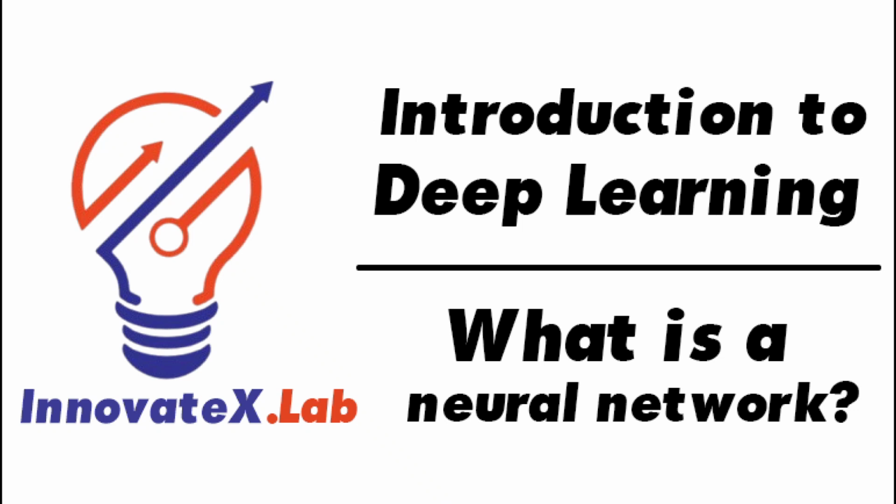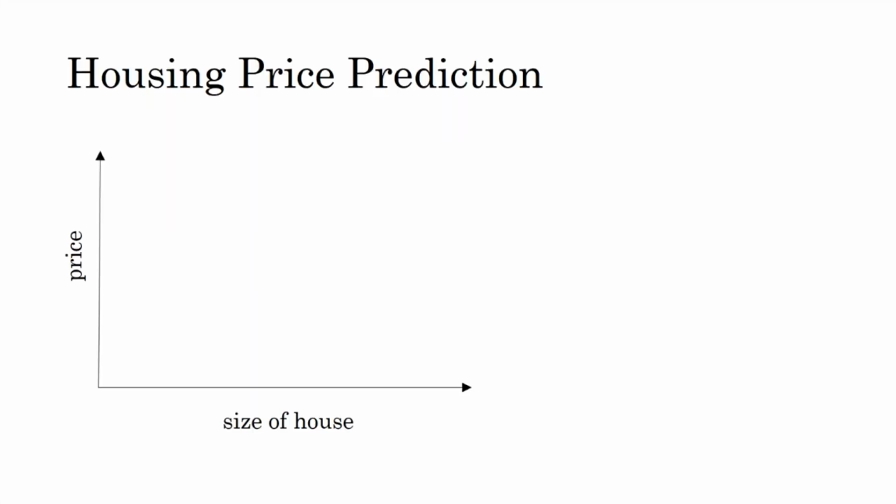The term deep learning refers to training neural networks, sometimes very large neural networks. So what exactly is a neural network? In this video, let's try to give you some of the basic intuitions. Let's start with a housing price prediction example.